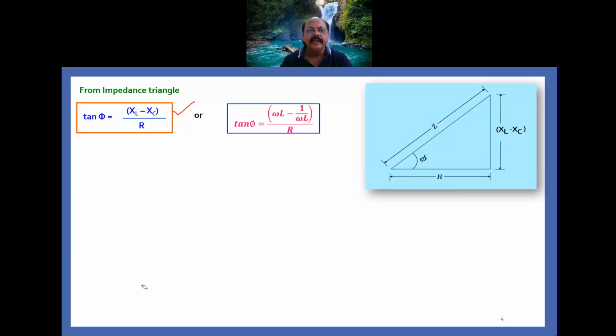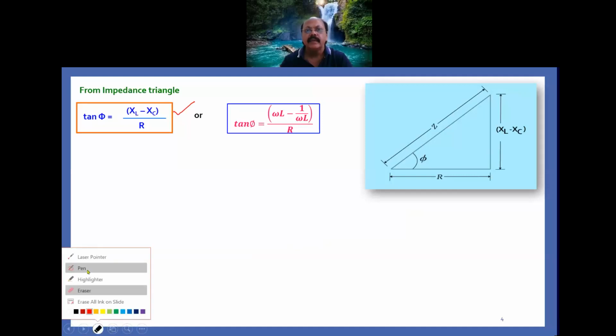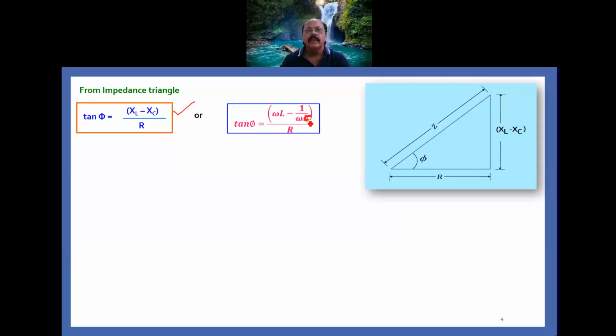So further I can write this: tan phi equals omega L minus 1 upon omega C, upon R. Now we take some special cases.